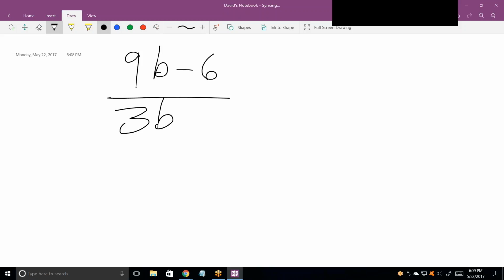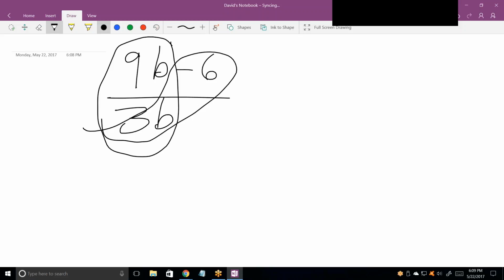Usually when I'm looking at a single denominator, I want to split it up into 2 fractions. In other words, I want to split it up into that fraction, and that fraction. What does that give you? 9b over 3b, minus 6 over 3b. All right, I'll write it like that.